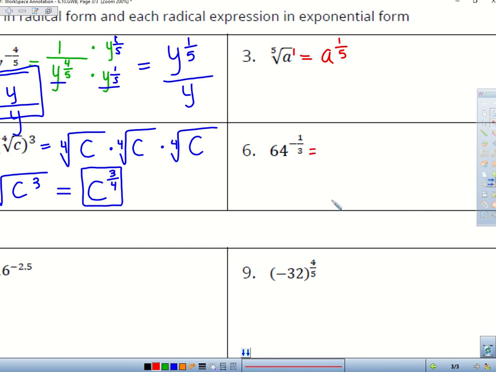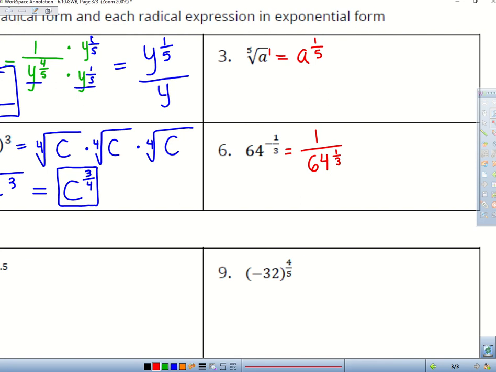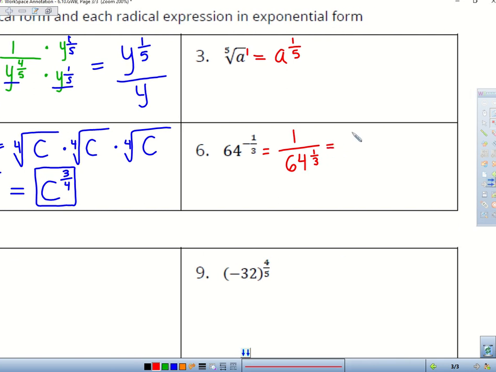So how are we going to have to rewrite this one because it's negative? 1 over this, right? And now we can rewrite it in the form of a radical, 1 over the third root of 64. What is the third root of 64? 4. Where was the negative? It's like right here.